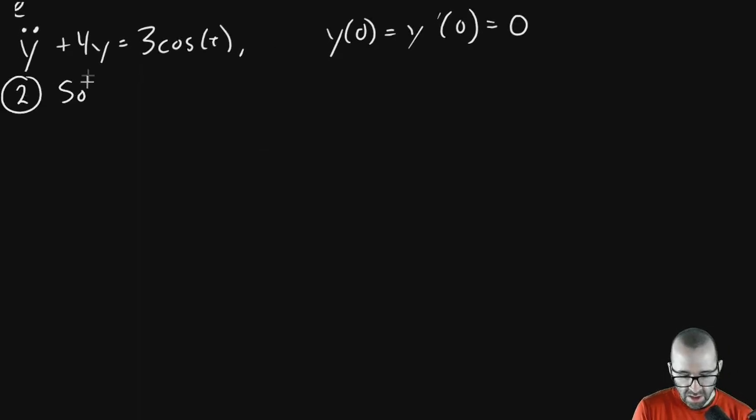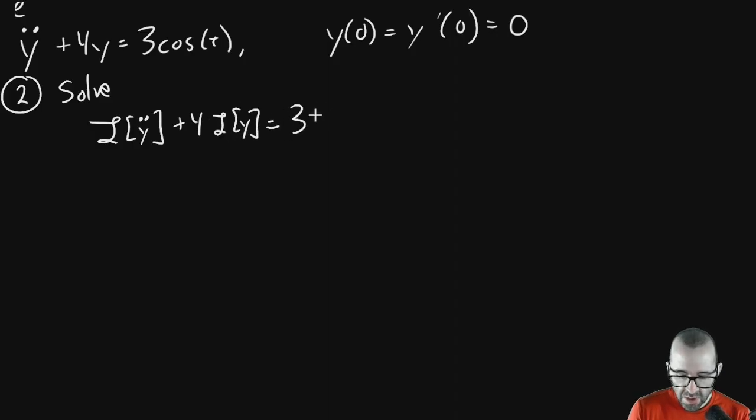Okay, so we'll solve it with Laplace transforms, and we are going to take the Laplace transform of both sides. Really we're taking the Laplace transform of the left-hand side and the Laplace transform of the right-hand side. But again, because it's linear, we are able to break it up. So we're going to get the Laplace transform of y double dot plus 4 times the Laplace transform of y equals 3 times the Laplace transform of cosine of t.